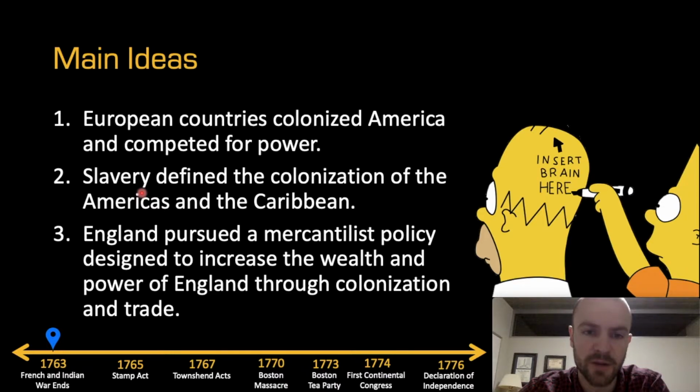The second big idea that I want you to take away is that slavery defined the colonization of the Americas and the Caribbean, and we still feel the ripple effects of slavery even to this day. Number three, England pursued a mercantilist policy designed to increase the wealth and power of England through colonization and trade. If this word threw you off, and you don't really understand what mercantilism is, don't worry, we'll get to it by the end of this lecture.